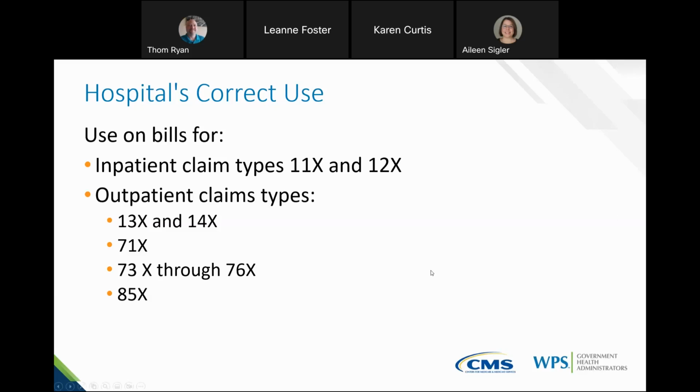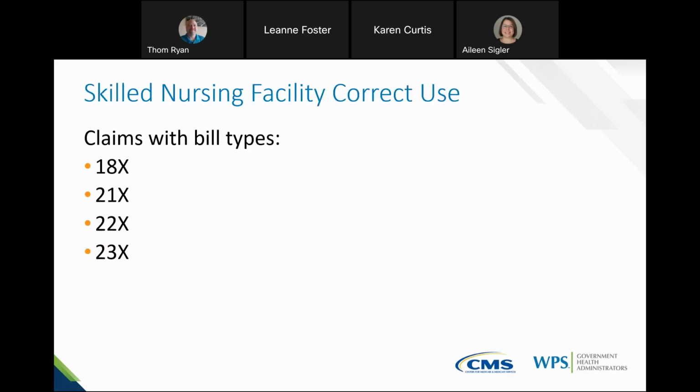So a skilled nursing facility will also use this, and here are the types of claims that they're going to put it on. Again, it's the same codes. The codes don't change. It's just how did they use the information, and did they go out to the website to get all of the different information available? So let's hope they did that.